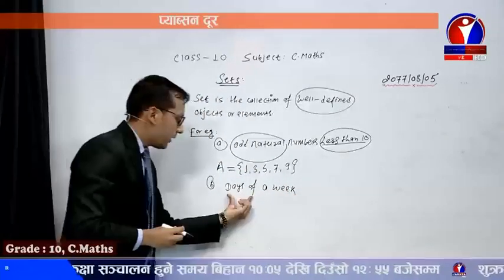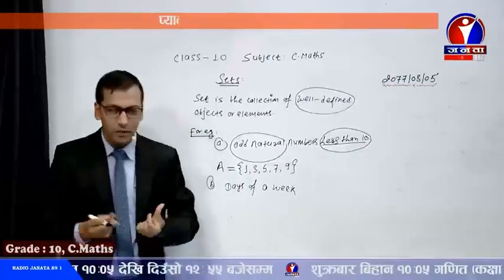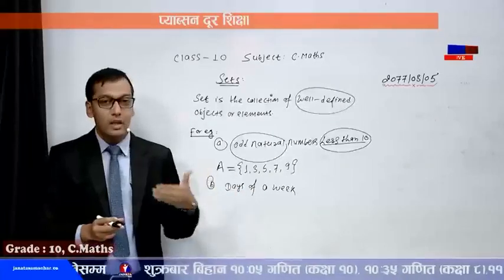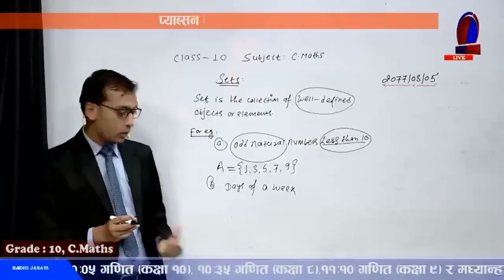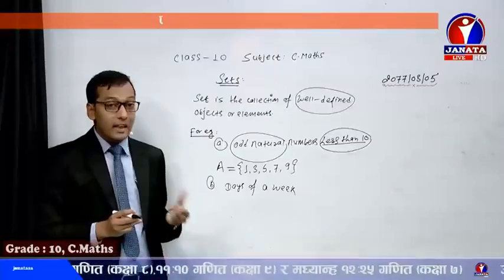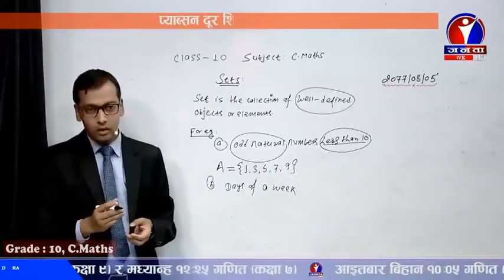If I talk about the second example, days of a week, we know what the different days of a week are: Sunday, Monday, and so on. So there are 7 days in a week. The number of days is limited and clearly defined. So these days of a week can form a set.